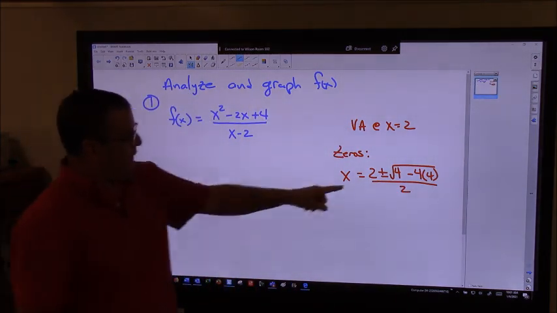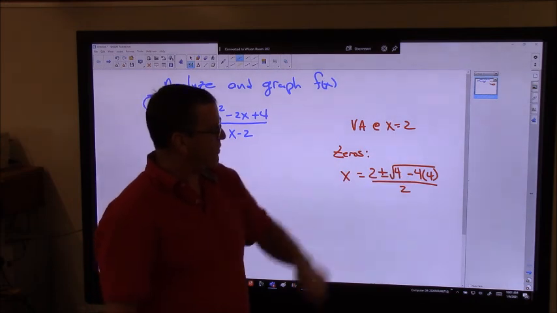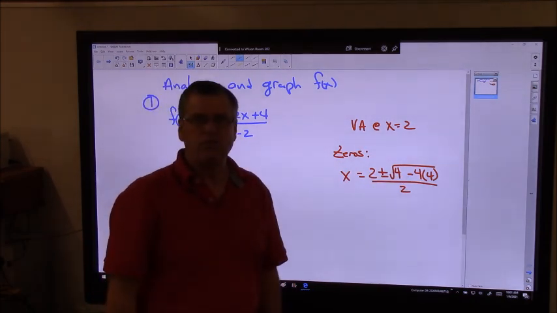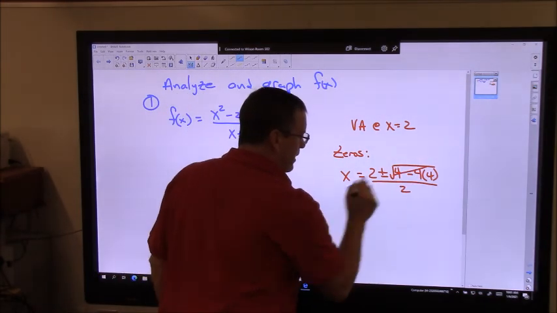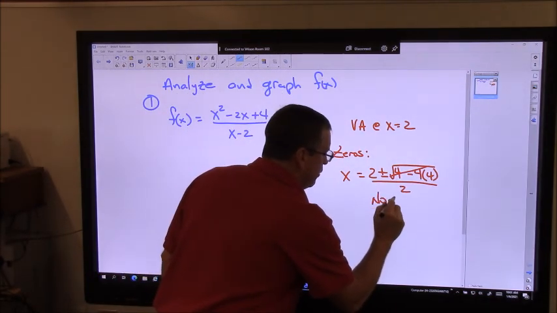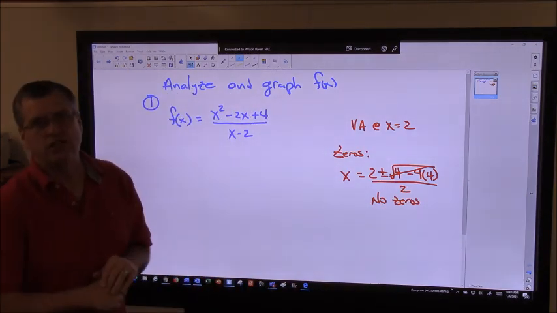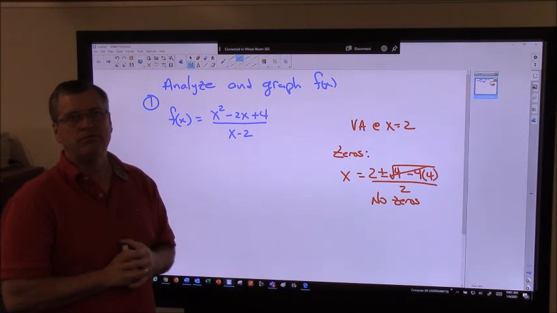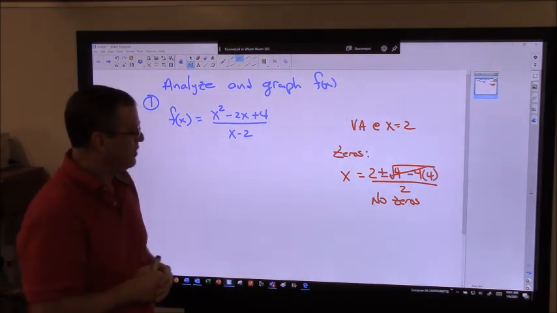So at this point I can stop because I'm looking inside the square root and I see 4 minus 16. That means I'm taking the square root of a negative number. So that doesn't work. There are no zeros. This graph will not touch the x-axis. That's what we're saying. Okay? So again, piece of information.